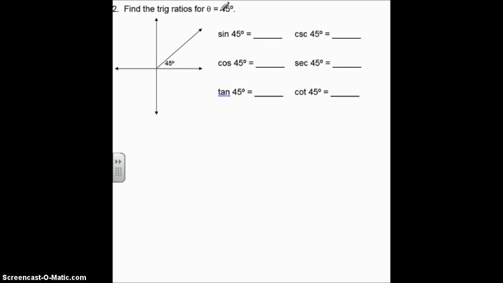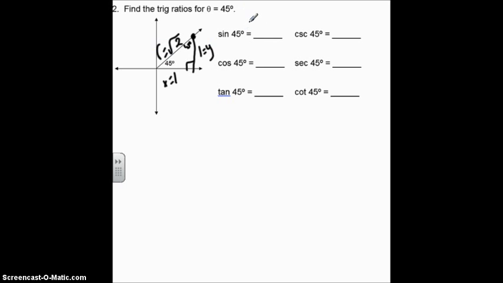Okay, so find the trig ratios for theta equals 45 degrees. So we have a point somewhere on that line, and we're going to come down. We know from our studies of right triangles in geometry that a 45-degree triangle would have two 45-degree angles, and the side lengths would be the same. So we're going to just use the unit 1, and then the hypotenuse would be the side length times the square root of 2. So in this case, that's just going to be square root of 2. So we have x equals 1, y equals 1, and r equals square root of 2.